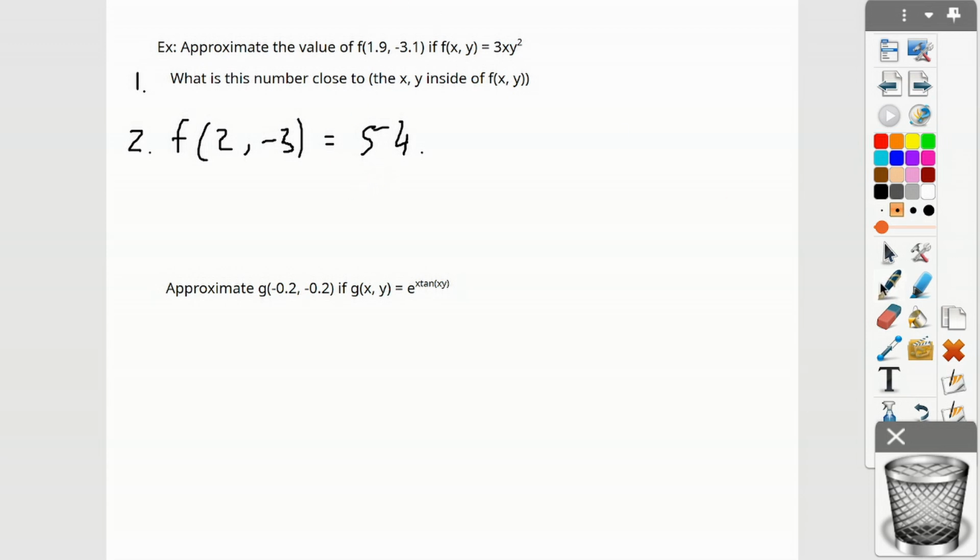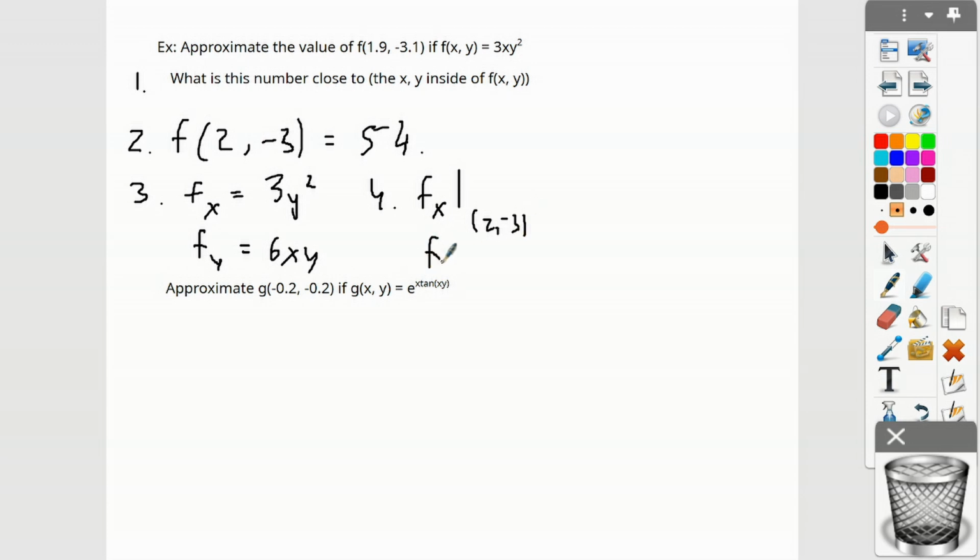And we will find a better approximation if we do step 3, which is find the tangent plane approximation of this graph. So we have to find the tangent plane approximation at (2, -3). We have to find f_x first. f_x is equal to 3y squared, and f_y is equal to 6xy. Right? So what's step 4? Step 4 is we have to find f_x at that particular point, which is (2, -3), and f_y at that particular point, (2, -3).